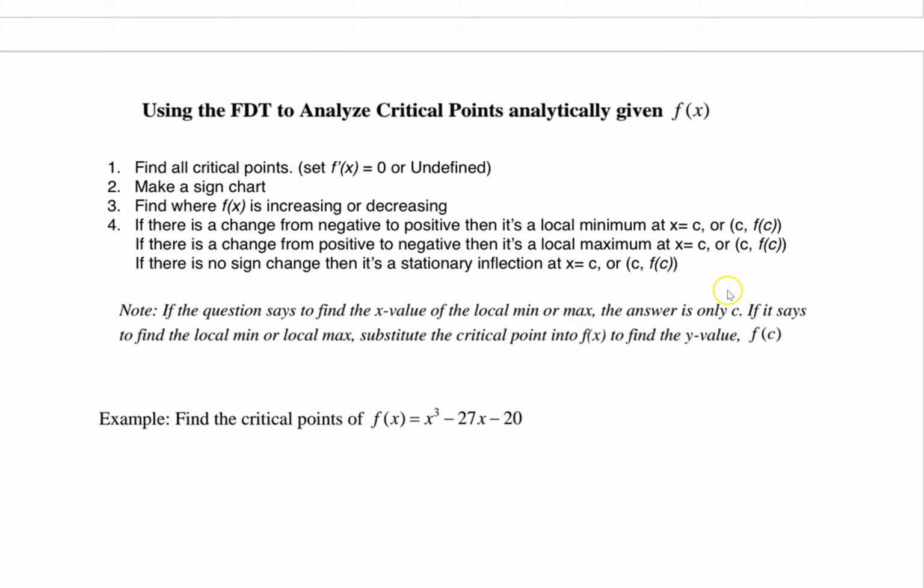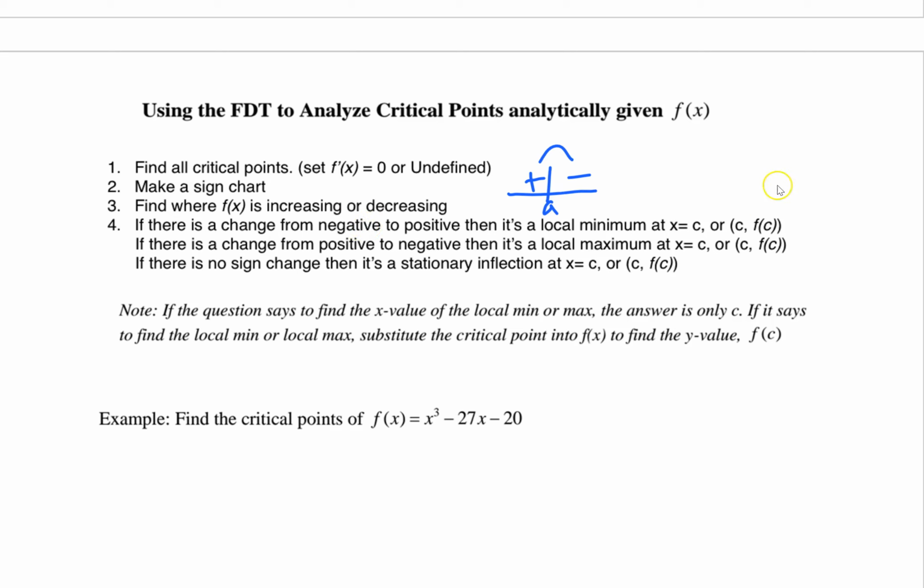So here, Step 1, find all the critical points. Set the derivative equal to 0 and undefined, to find both of them. Then we're going to make a sign chart and use test points to find out where it's increasing and decreasing. If it's something like plus to minus, that's a max. Like we talked about earlier, if it goes from negative to positive, it's a local min.